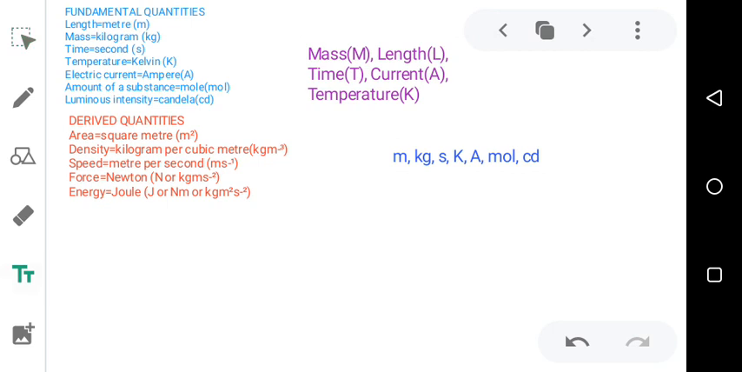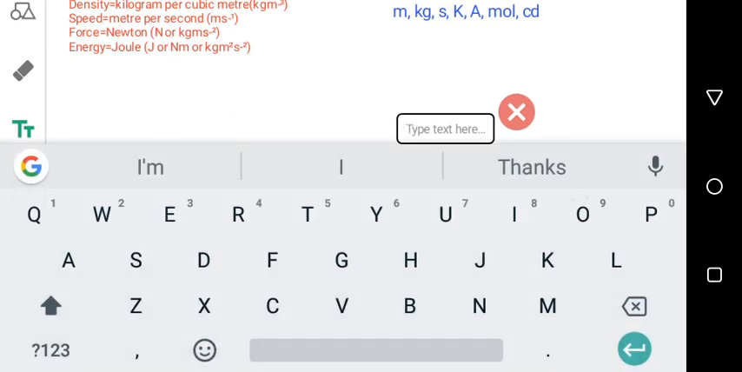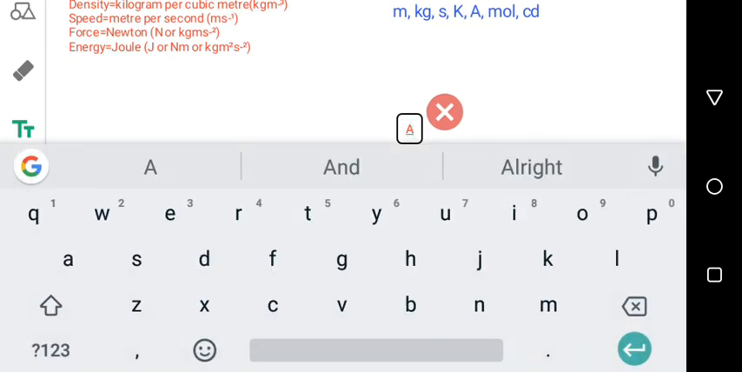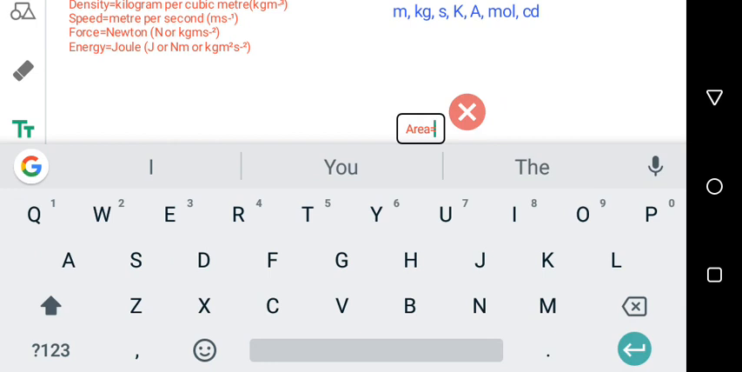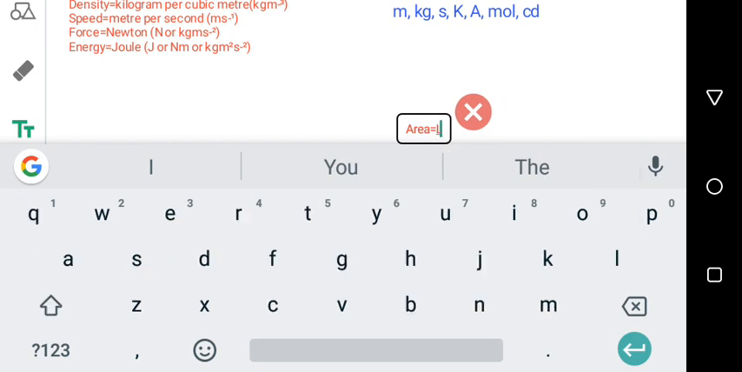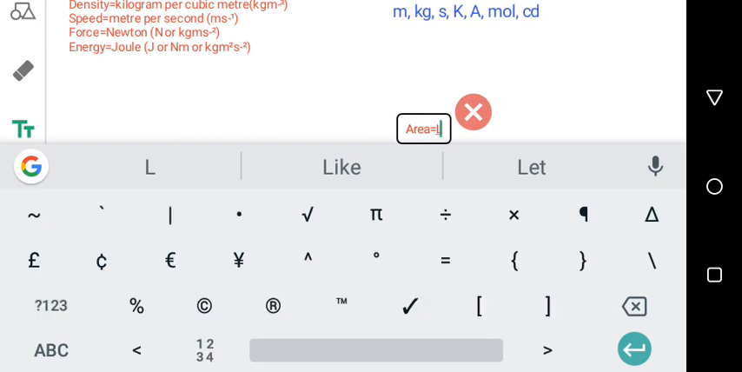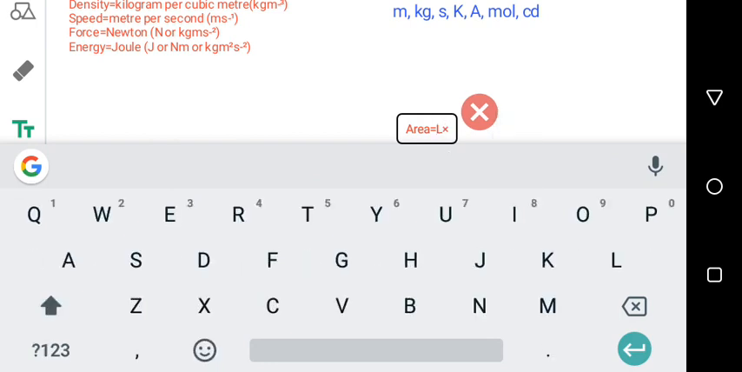Just like the last one, you have to know the derivation. The derivation, I said, is what? Just like the what? Formula. The formula. And I told you, for area, you can use any shape. It will still give you meter square. So we're using rectangle to make it easy. Length times what? Breadth.